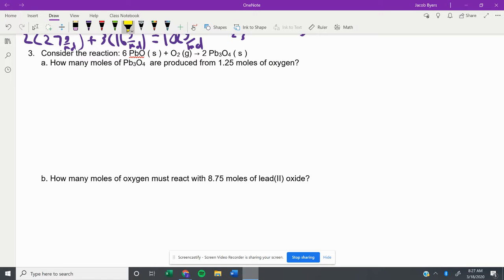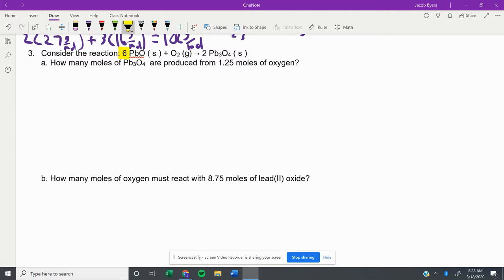Good morning, everyone. For this one, we're going to take a look at calculating values with mole ratios. So mole ratio just tells you the ratio in which compounds react and form in various reactions. And to do that, we have to have the balanced chemical equation.